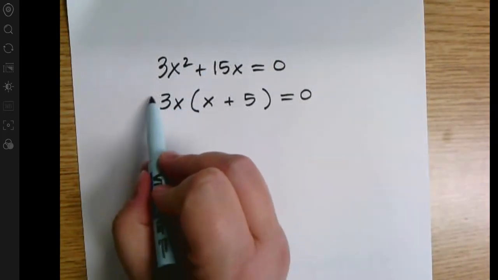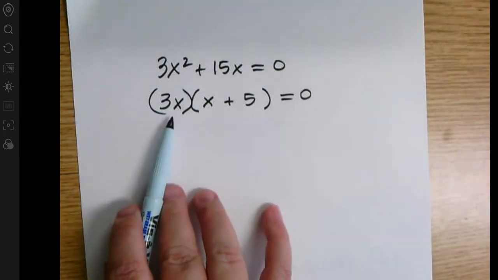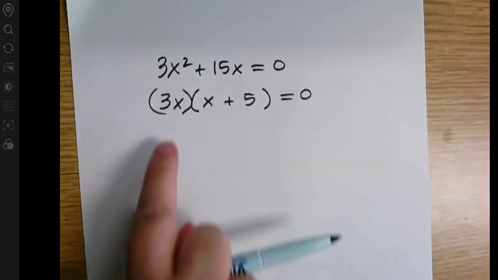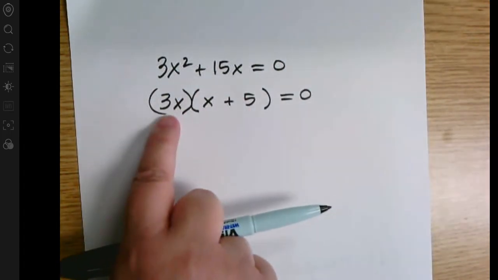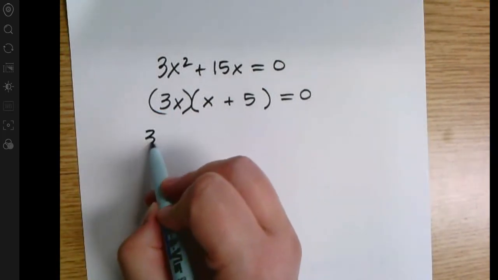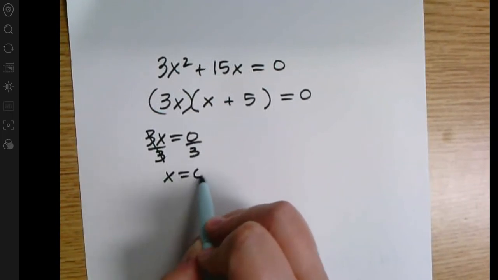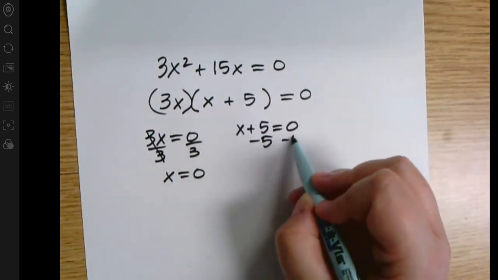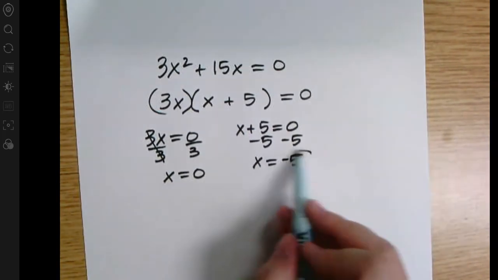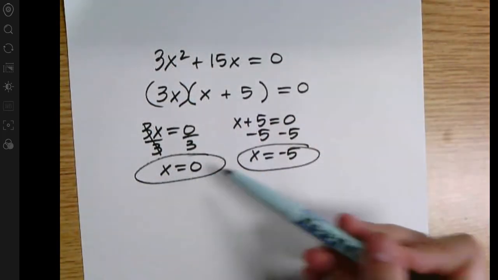Keep in mind that what's out front here counts as a factor. If it doesn't have an x in it, it really is a factor that doesn't matter. Because remember, the idea here is if this times this equals 0, then one of these things must equal 0. If it just said 3, well, 3 doesn't equal 0, so it doesn't matter. But 3x can equal 0. So I need to see what's going to happen here and say, oh, x equals 0 would work. And then over here, x equals -5 would give me 0. So those are my 2 x-intercepts here. This quadratic crosses the x-axis at 0 and at -5.